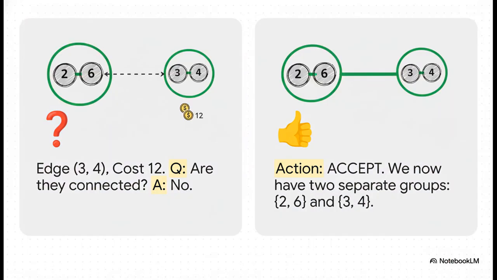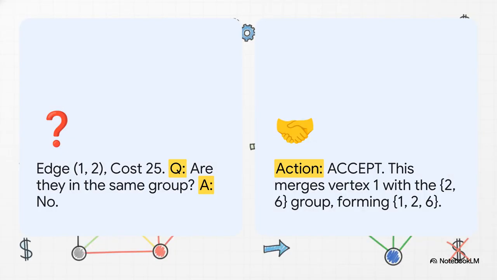Okay, next on the list is connecting 3 and 4, with the cost of 12. Same question. Are 3 and 4 already in the same group? Nope. They're totally separate from our first group, the 2-6 one, so we accept this one too. Now our network kind of has two little separate islands of connection. We've got the 2-6 group, and now we have this new 3-4 group. All right, let's keep it moving.